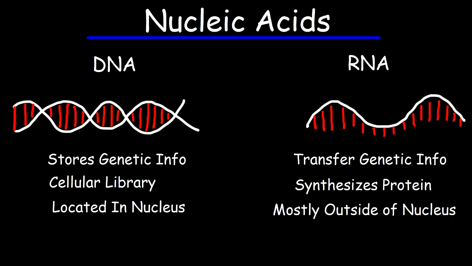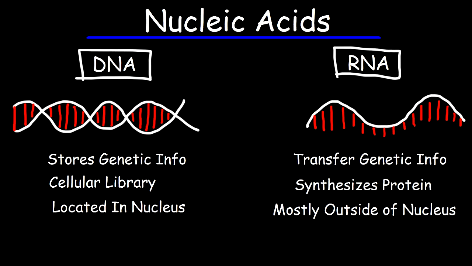One of the topics that are commonly taught in a biochemistry course are nucleic acids. Now you might be wondering, what exactly are nucleic acids? There are two forms of nucleic acids. I'm sure you heard of them, DNA and RNA. DNA stands for deoxyribonucleic acid. RNA is simply ribonucleic acid. But both of these are different types of nucleic acids.